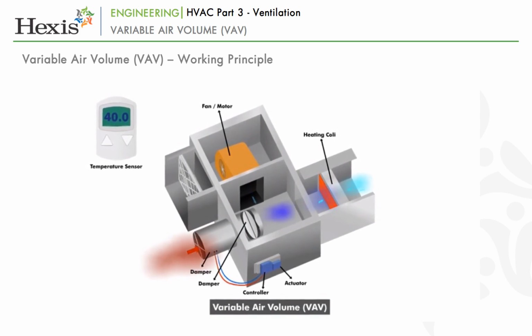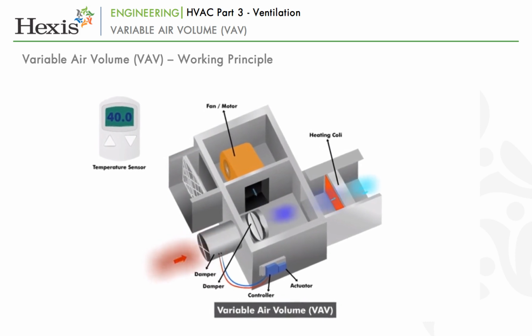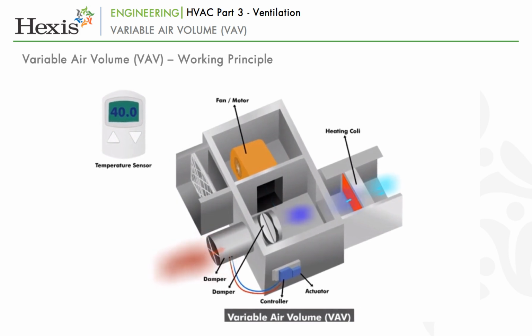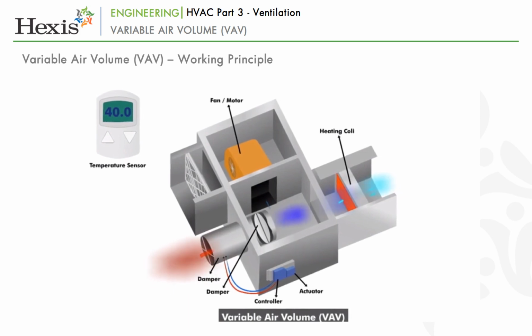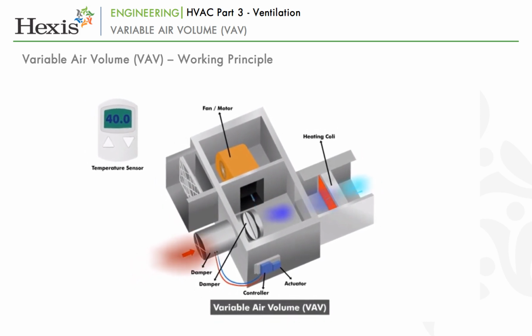In VAV systems, the stream of tempered air is supplied by an air handling unit, that is AHU, to a network of VAV units. The AHU must be able to respond to the fluctuations in duct pressure caused by the individual VAV dampers constantly opening and closing. In addition, it must meet the various demands of individual VAVs. The dampers are motorized and hence do not require any manual intervention.